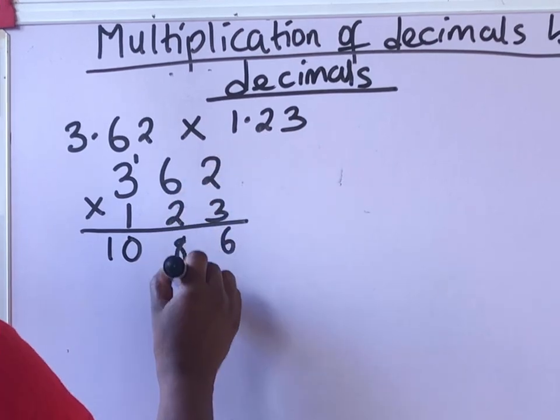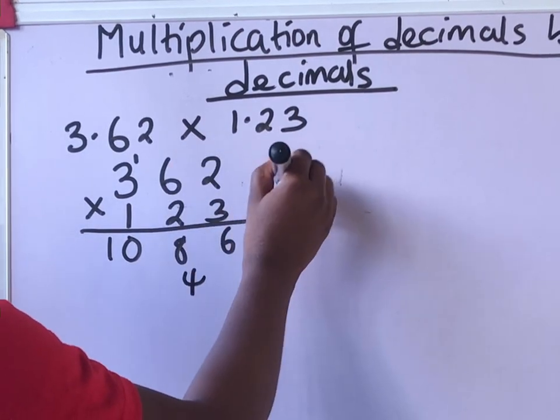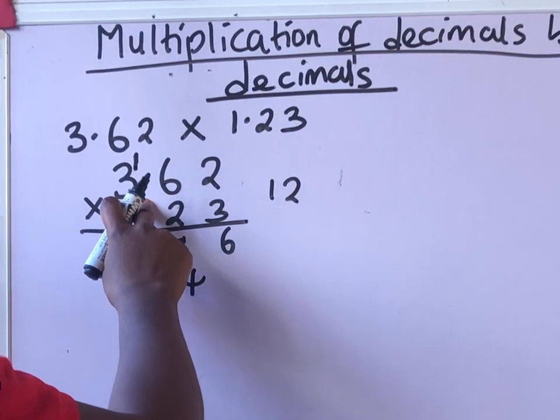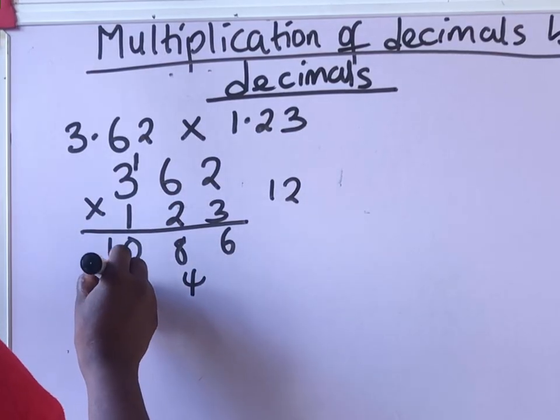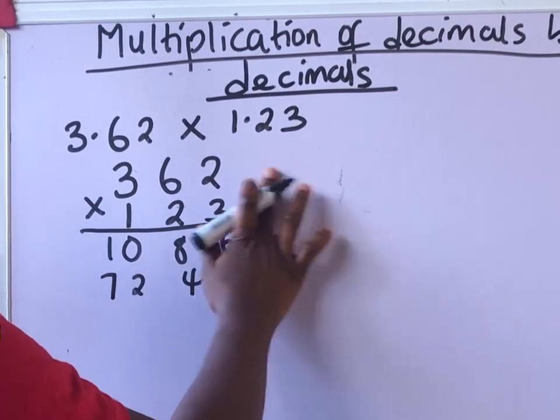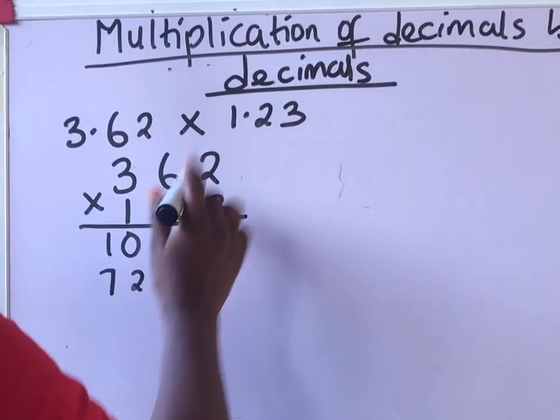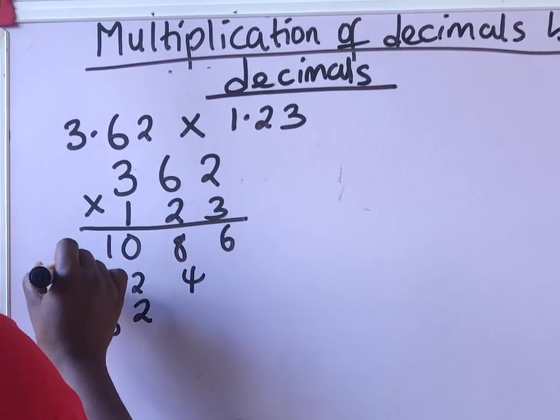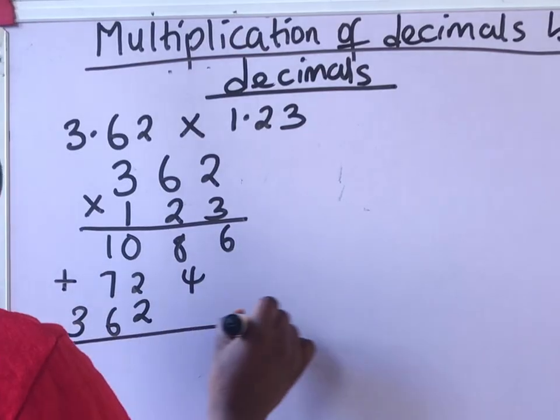2 times 2, 4. 2 times 6, you have 12. You put your 2 here, you put your 1. 2 times 3, 6 plus 1, you have your 7. Clean this so you don't get confused. 1 times 2, you have your 2. 1 times 6, 1 times 3. Then you add everything together.